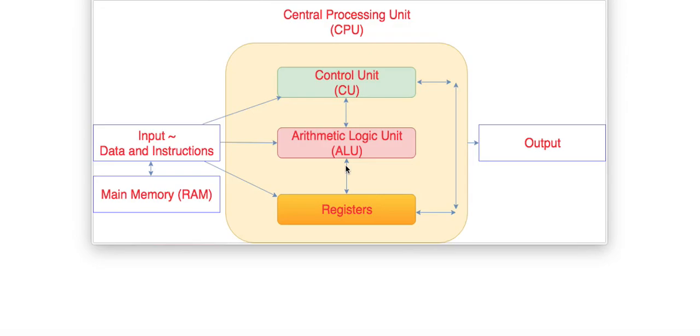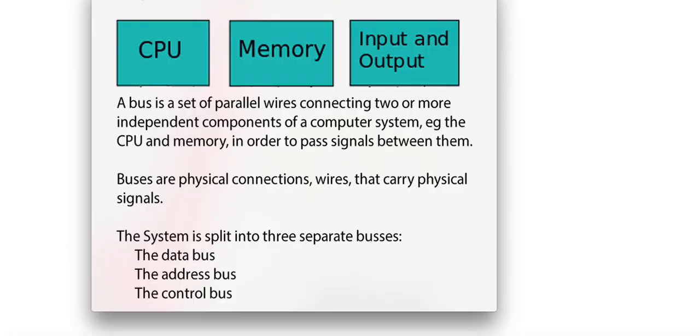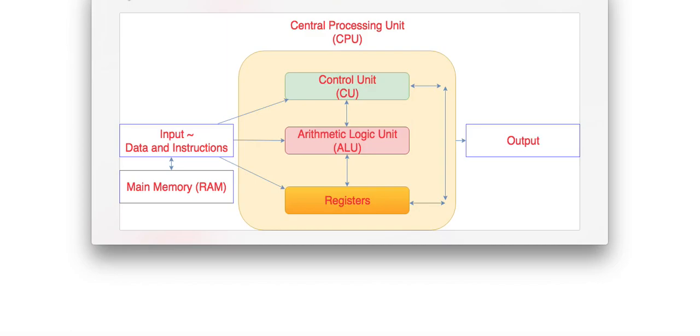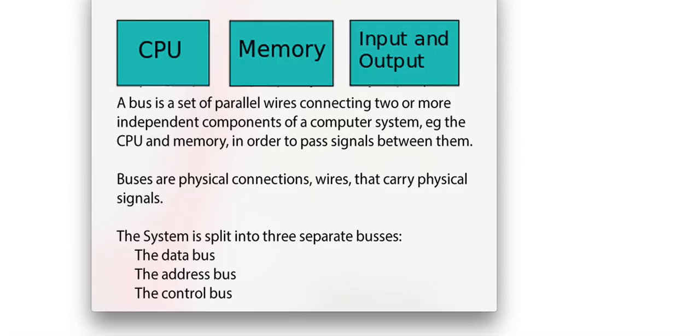All information within a computer system, from the control unit to the ALU to the registers to the output, the input and main memory, requires some means of communicating, and what we use are what are called buses. They're just communication pathways, and we will be looking at three of them. If I go back to our diagram, there's the CPU, memory, input and output, and we are going to focus on how communication between the CPU, memory, and input and output devices happens.